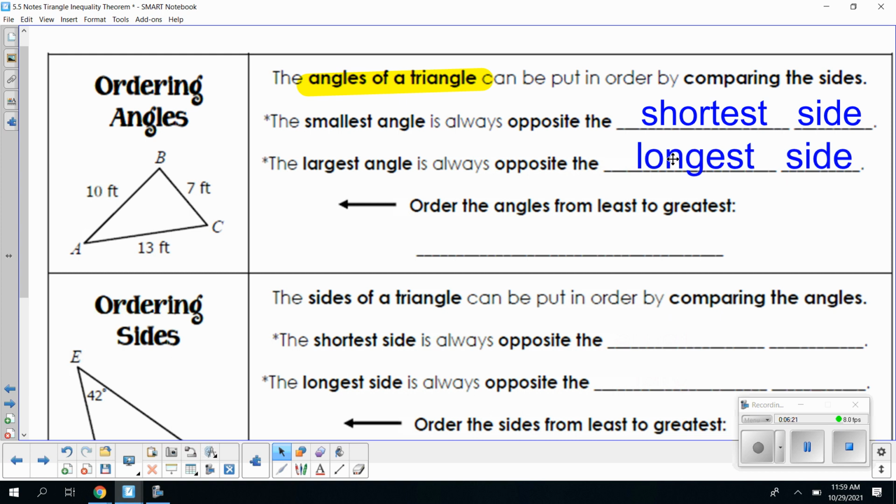Okay, so let's take a look at our example over here, and we are going to order these angles from least to greatest. The smallest side is 7, so that means angle A is going to be the smallest angle. The next biggest side is 10 feet, so that means angle C is going to be the middle angle here. And our largest side is 13 feet, and the angle that's opposite of that is angle B, so that's going to make angle B our largest angle.